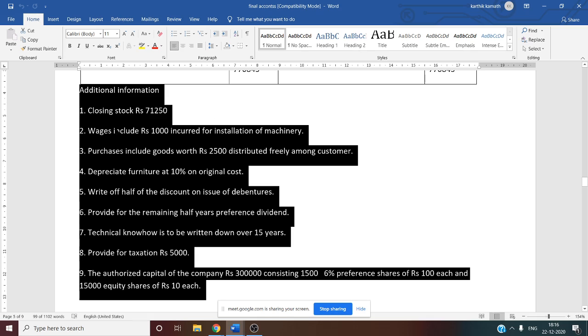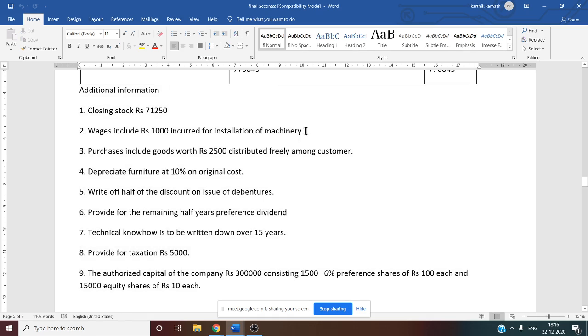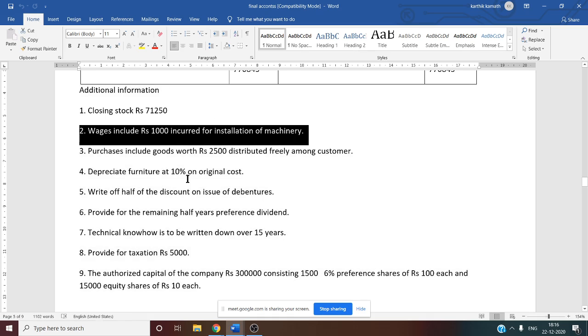Then wages include 1000 incurred for installation of machinery. From wages you have to deduct this item. Why? Because it is not a part of wages. This installation of machinery is not a part of wages. That is why you have to deduct, working note number 27 deduction. Then fixed asset machinery, there you have to add this 1000. So working note number 11 you have to add this 1000.